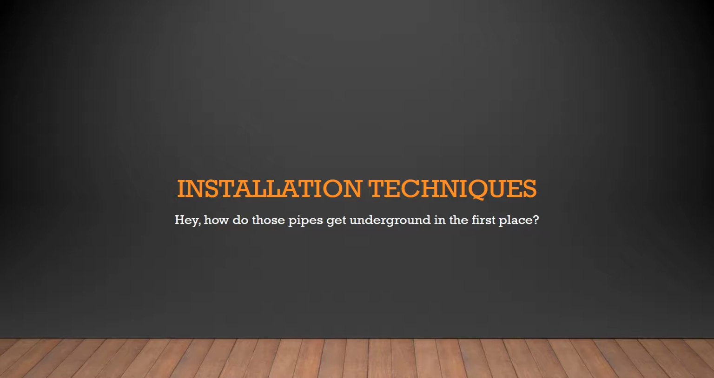If you've ever wondered how utility pipes get underground, well, this is the section for you, because I'm going to explain how they're installed. In this presentation, I will cover three types of installation methods for utility pipelines, the first being trenched installation, the second jack and bore installation, and the final horizontal directional drilling.